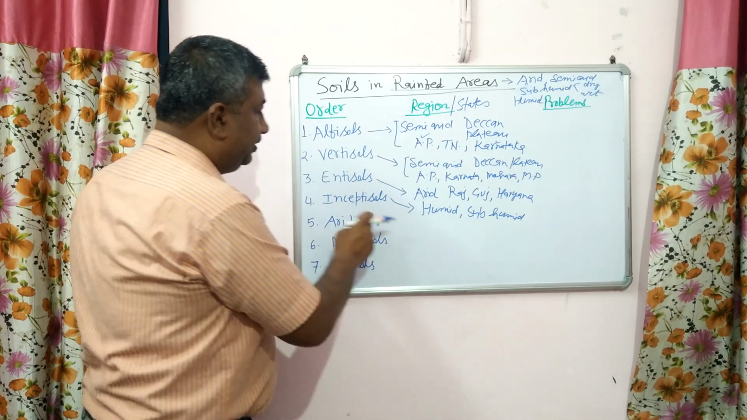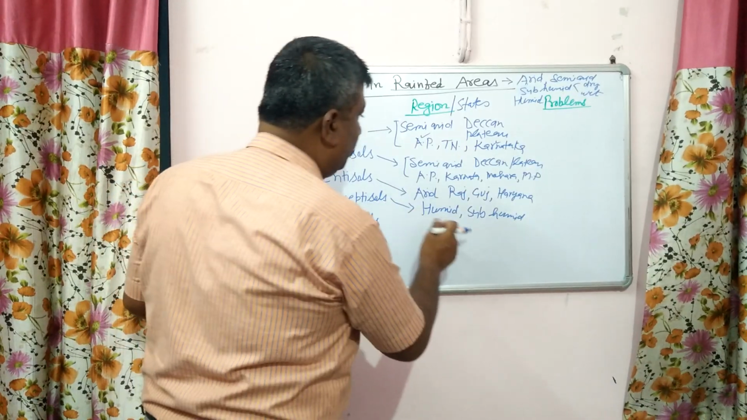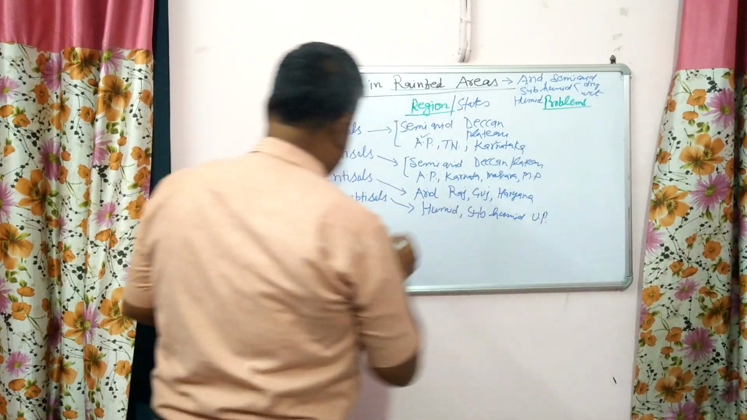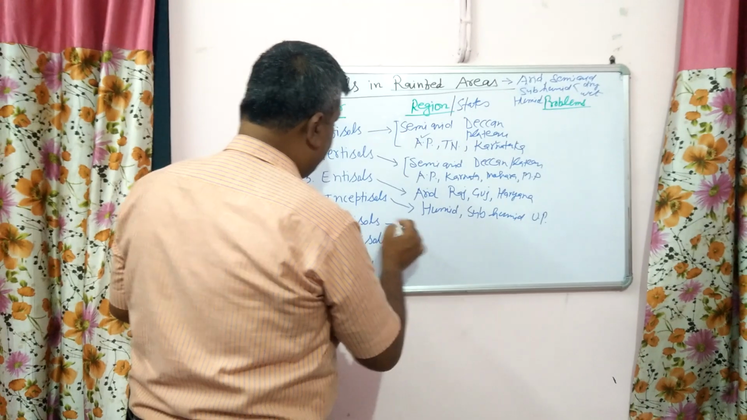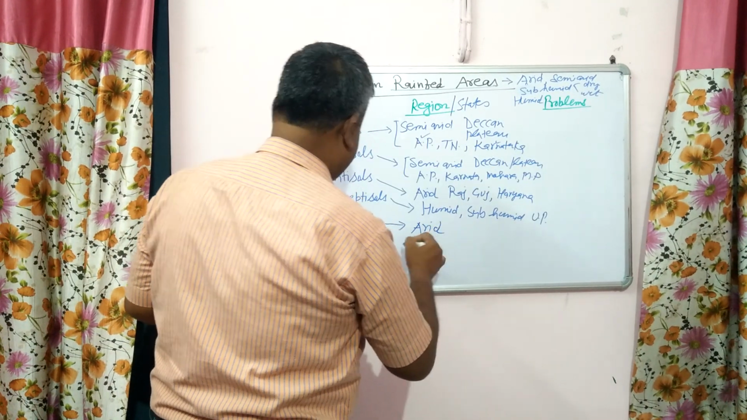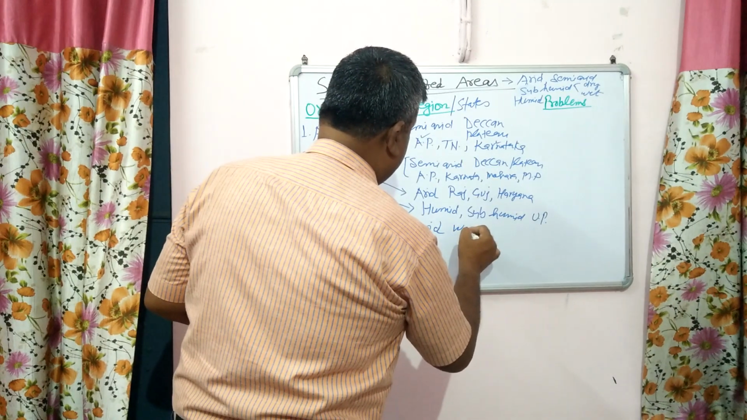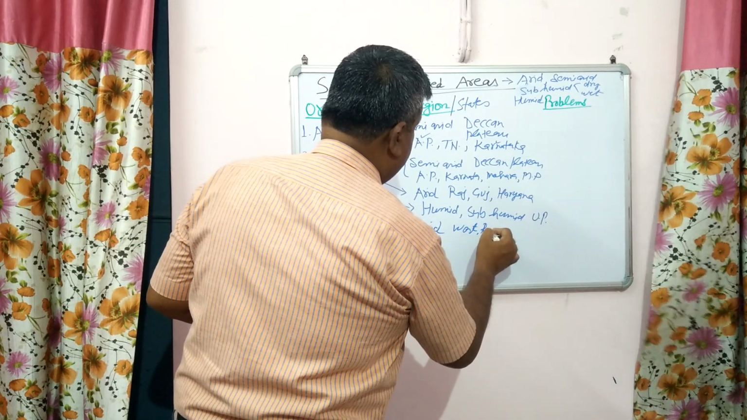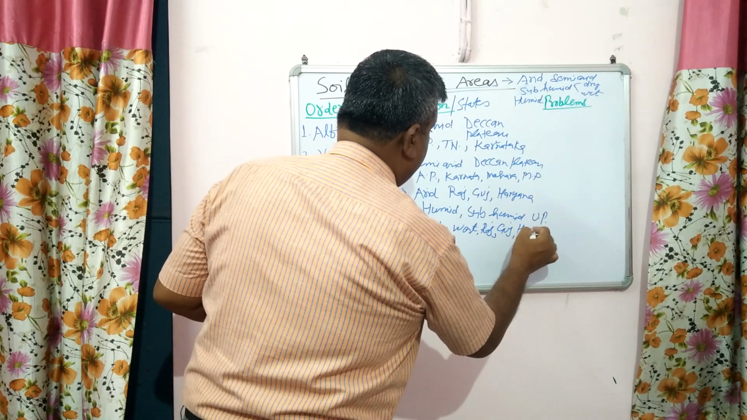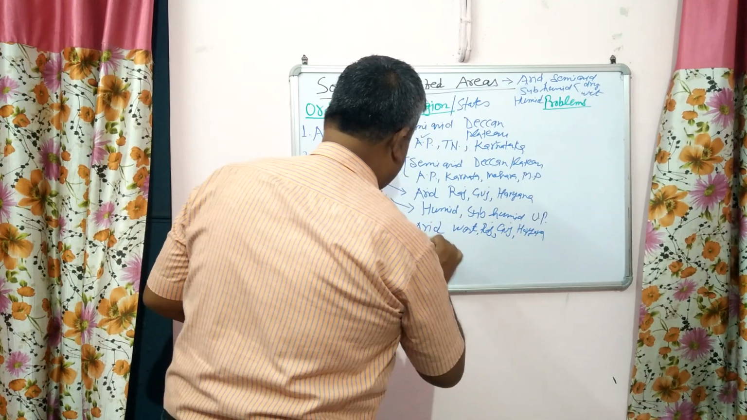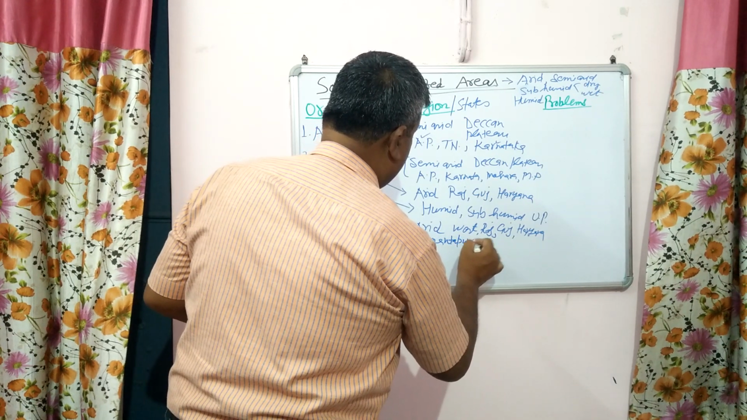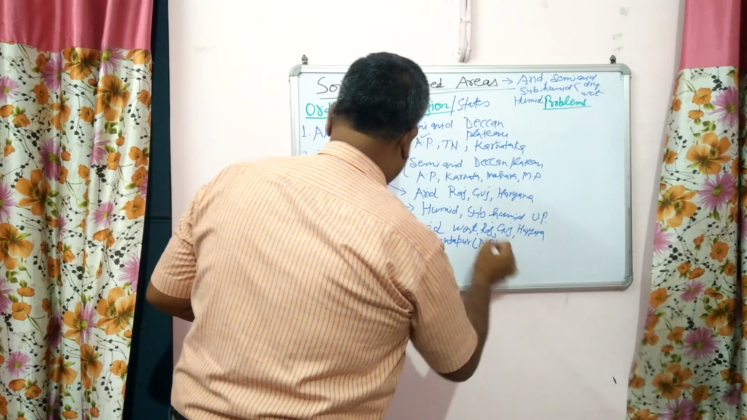So that's why humid and subhumid areas have inceptisols, and these occur in Uttar Pradesh. Then aridisols, as the name indicates, are in arid areas: West Rajasthan, Gujarat and Haryana, and the Anantapur region in Andhra Pradesh. Anantapur is an arid region in Andhra Pradesh.